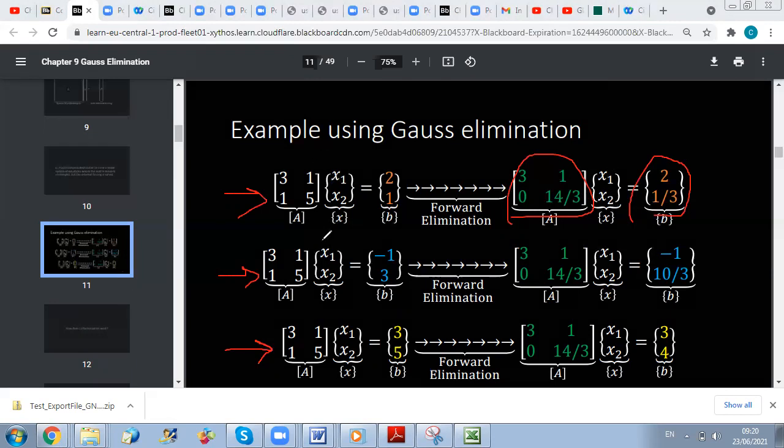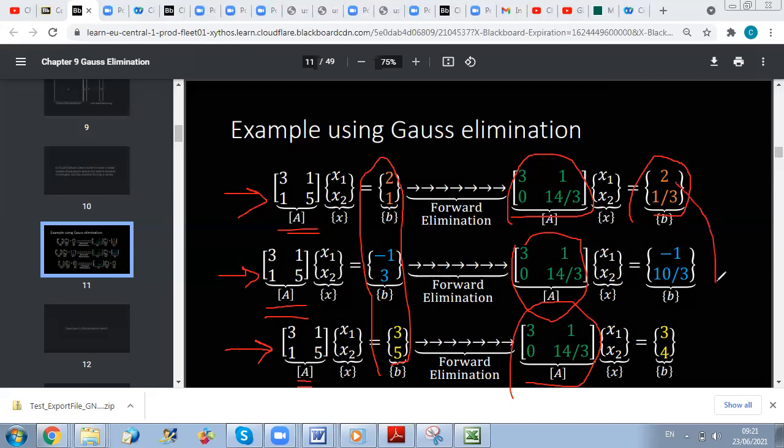If you look here, I'm just changing B. So if you perform forward elimination for these three cases, you will see that what is common between them is A. A is not changing. Why is it not changing? Because I am working with the same matrix A here. So when I do forward elimination for these three cases, I will obtain the same A, but since B is varying, I will obtain different B's here.